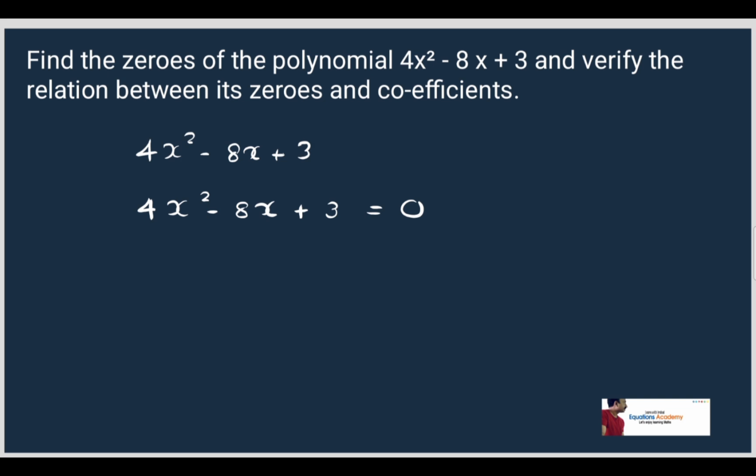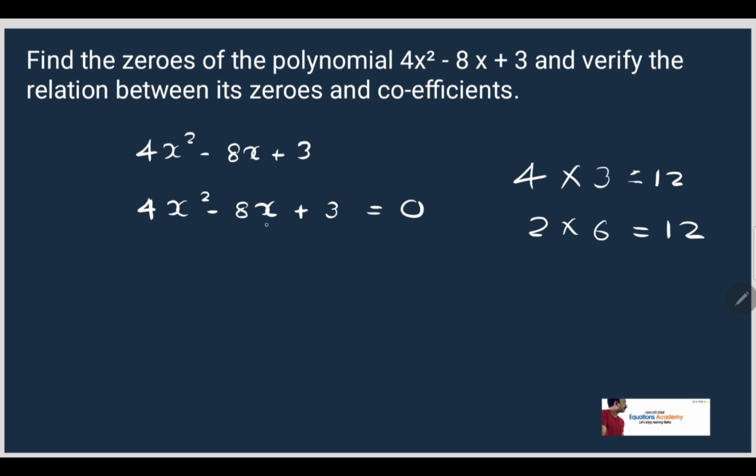So we will use the method of factorization here. How to do factorization? First, we will check the coefficient of x square. Coefficient of x square here is 4. So we write 4 multiplied by the constant 3. The constant is 3. So 4 into 3 is 12. 12 can be written as 4 into 3, and also 2 into 6. 2 into 6 is 12.